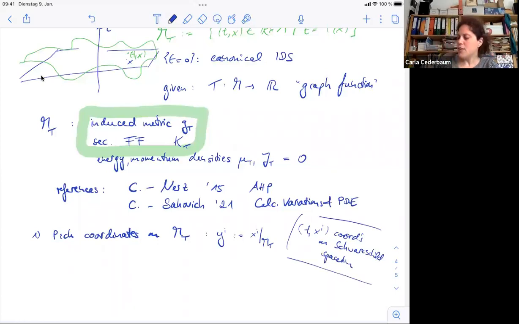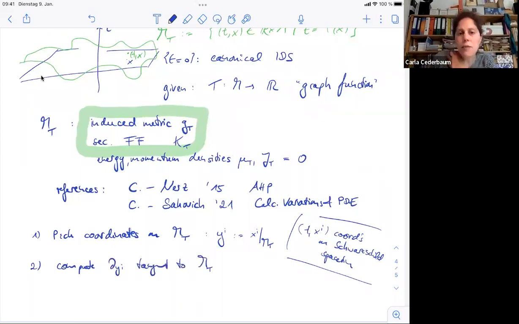Okay, so I'm picking very canonical coordinates, forget time. Those are the coordinates. So the point with the same spatial Schwarzschild coordinates and just a different time value will have coordinates y^i equal to x^i. And then the second step is to compute the tangent vectors, the partial y^i's, tangent to M_t.